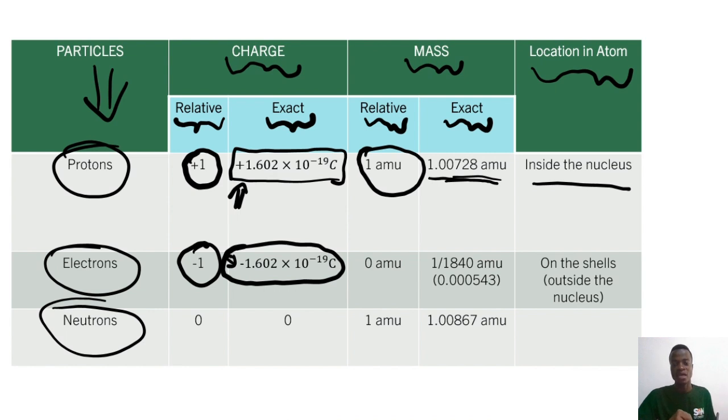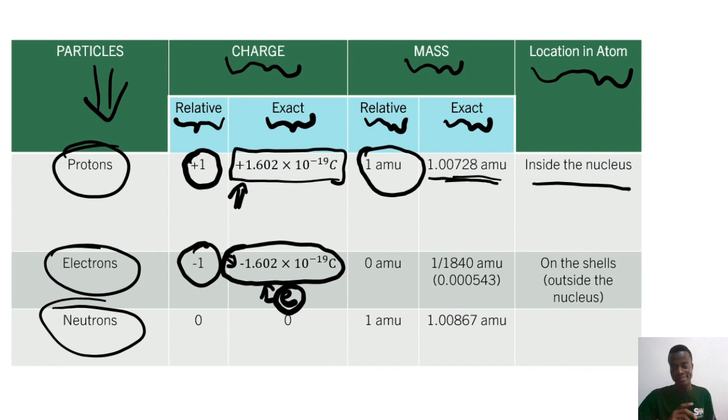This is the elementary charge, E. We'll be using this mostly for electron. We'll be using this E mostly in doing a lot of calculations. So you need to know this thing. You have to know this value, 1.602 times 10 to the power negative 19 coulomb. You have to know it. So for this exact charge and relative charge, I know that electron is negative and proton is positive.